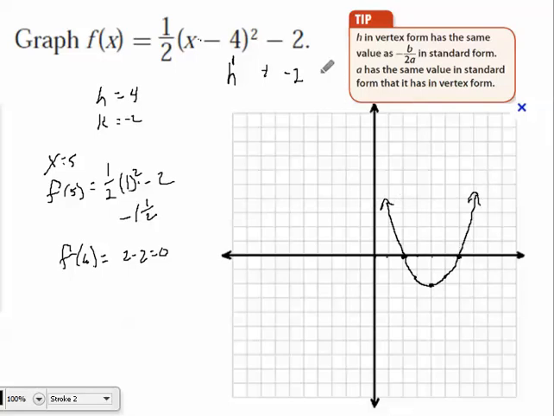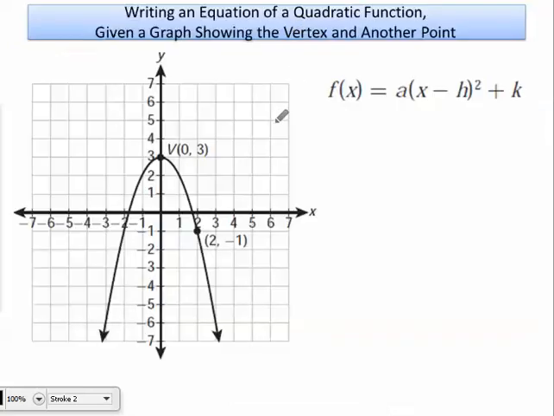Okay? That's how you can use the vertex form, stick a couple points in there, and find the graph, very simply. Well, what if you're given the graph and you're asked to find the equation of the quadratic equation? Well, you can find the vertex. It's right here at 0, 3. That's going to go in for my h and my k, right? So I've got a x minus 0, well, I can just leave that off, squared, plus 3.